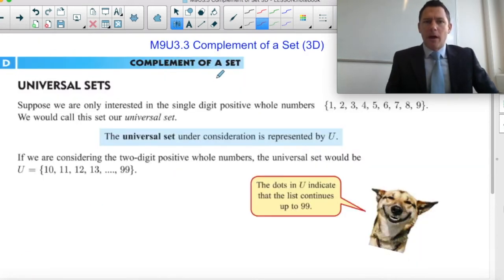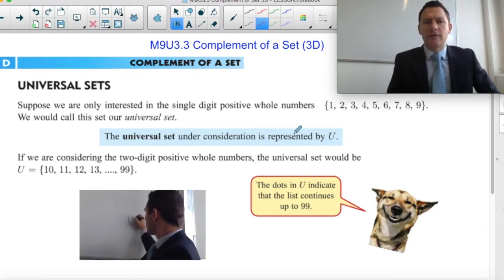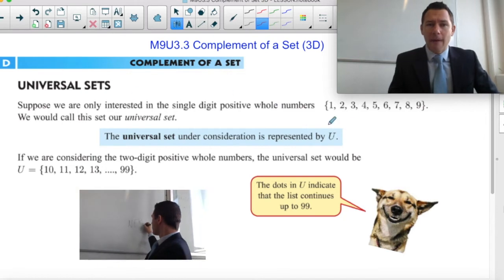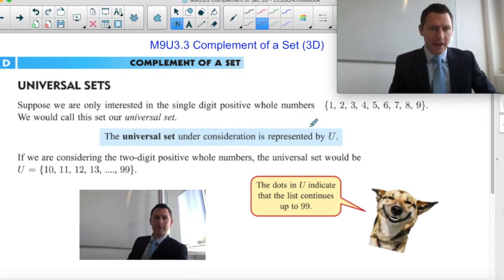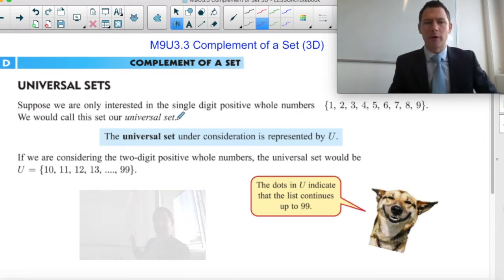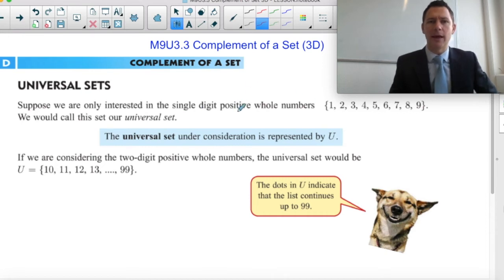Complement of a set. I will kind of walk you through this. I'd like you to pause me along the way and take notes. Maybe you want to copy this exactly, maybe you want to just interpret what I'm saying and put it into your notes. Either way, we're going to do a little bit of notes. We'll do a problem, and then you're off to try some practice problems on your own.